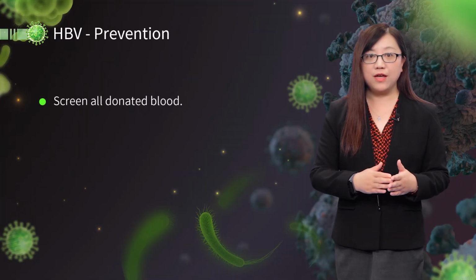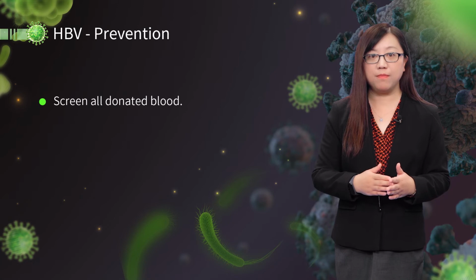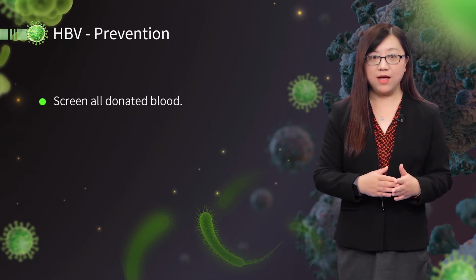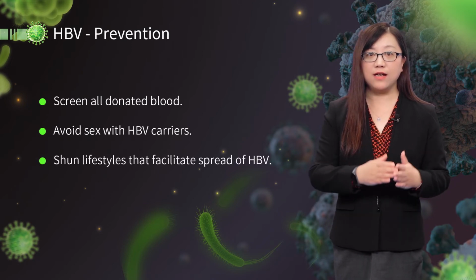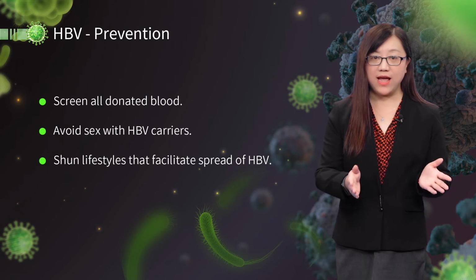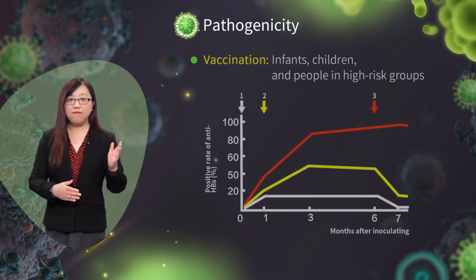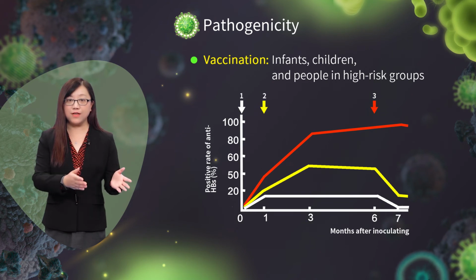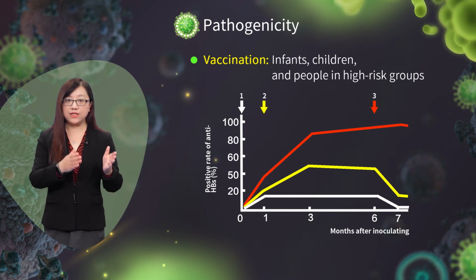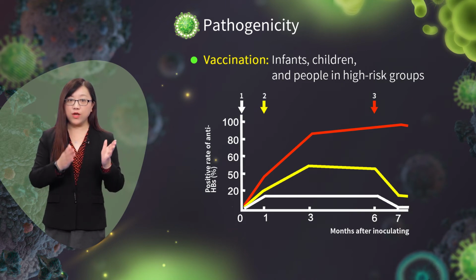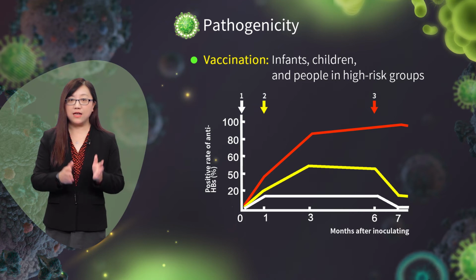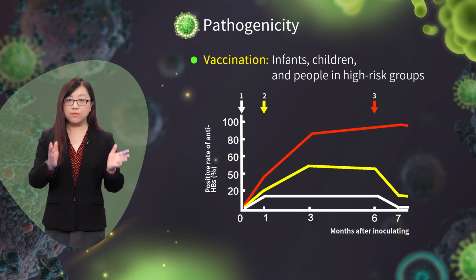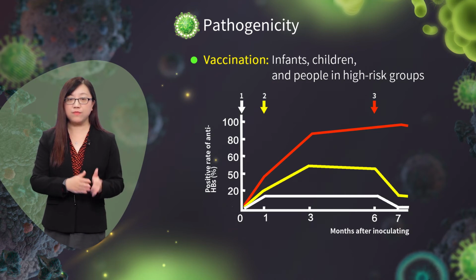Preventive measures interrupt the transmission route by screening all donated blood, avoiding sex with HBV carriers, and shunning lifestyles that facilitate spread of HBV. Vaccination is recommended for infants, children, and high-risk groups, such as people who frequently require blood or blood products, healthcare workers who frequently handle blood and blood products, people with multiple sexual partners, etc.